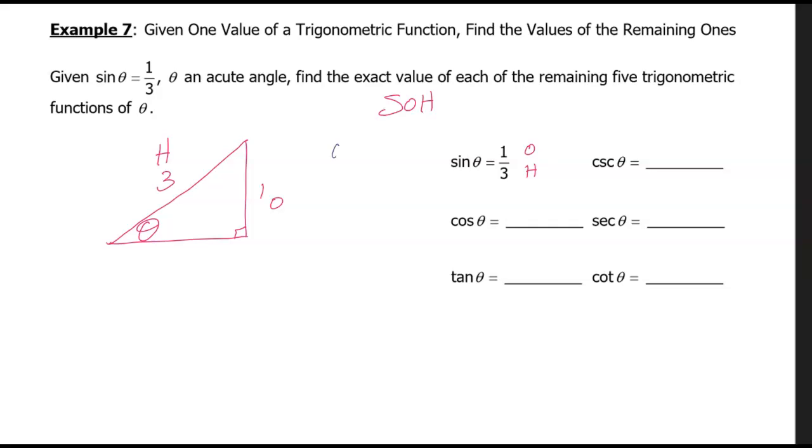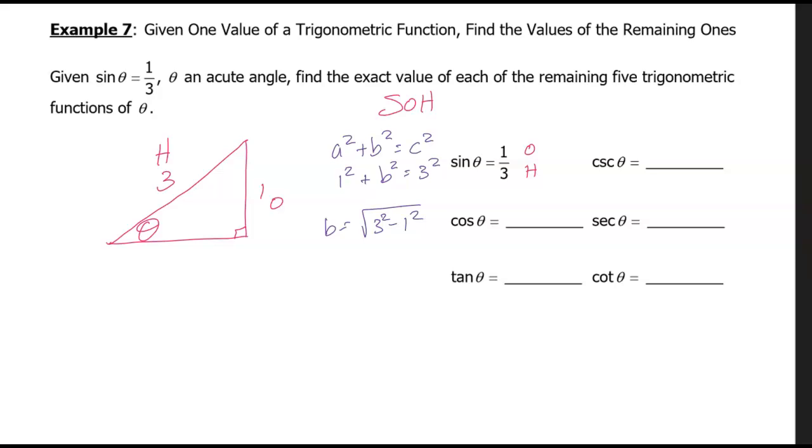Solve for the adjacent using a squared plus b squared equals c squared. Now, I don't know why, but anytime we're solving for a leg, I always assume we're solving for b. It does not matter whether you solve for a or b. I just gravitate towards b. B is going to be your c squared minus your a squared square rooted.